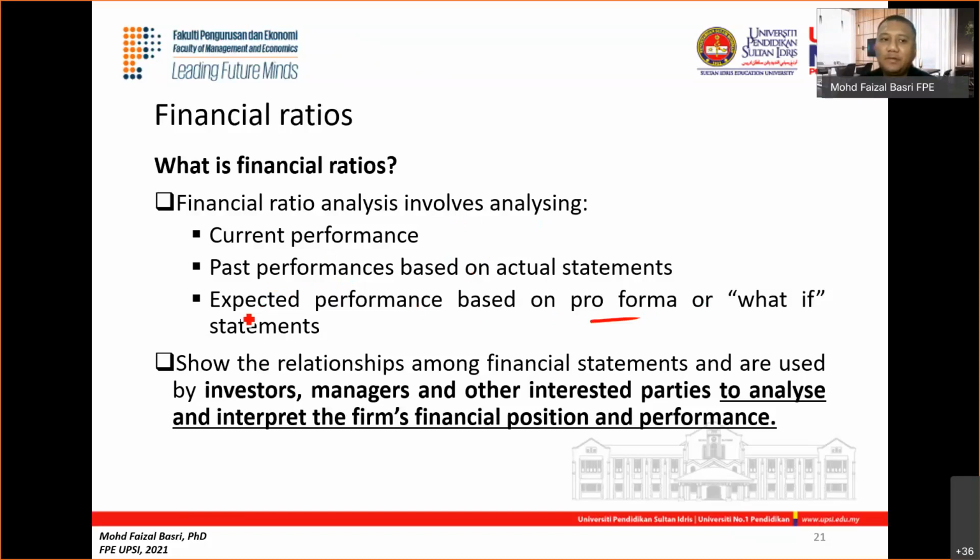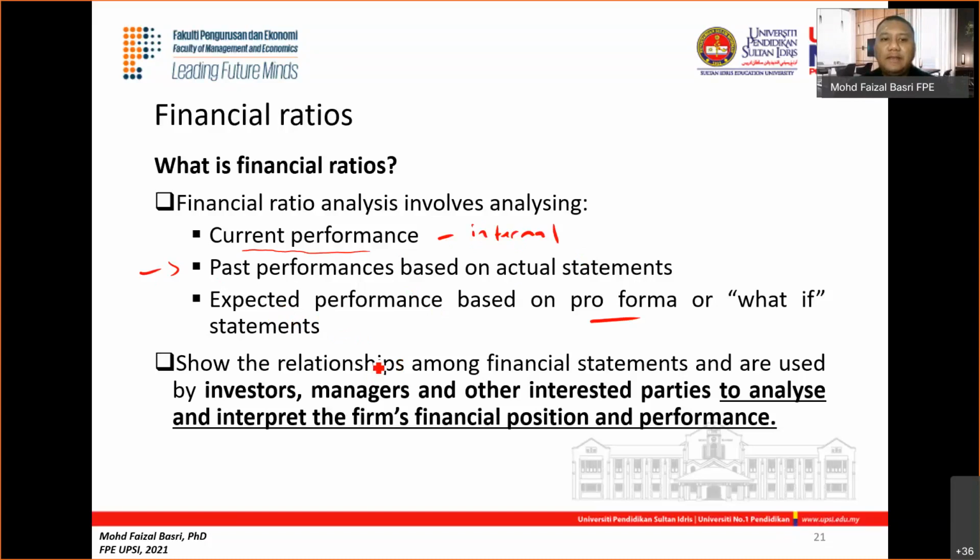Okay, for this part, we will discuss in the next chapter, topic number three, where we do forecasting or pro forma. But for us, most of the time, we will discuss the past performances, because current performance, we don't have the data. This is usually done for internal people, those inside the company, then they can do the current performance analysis. But for us, who will get only the data once they publish it, we can only analyze past performances.